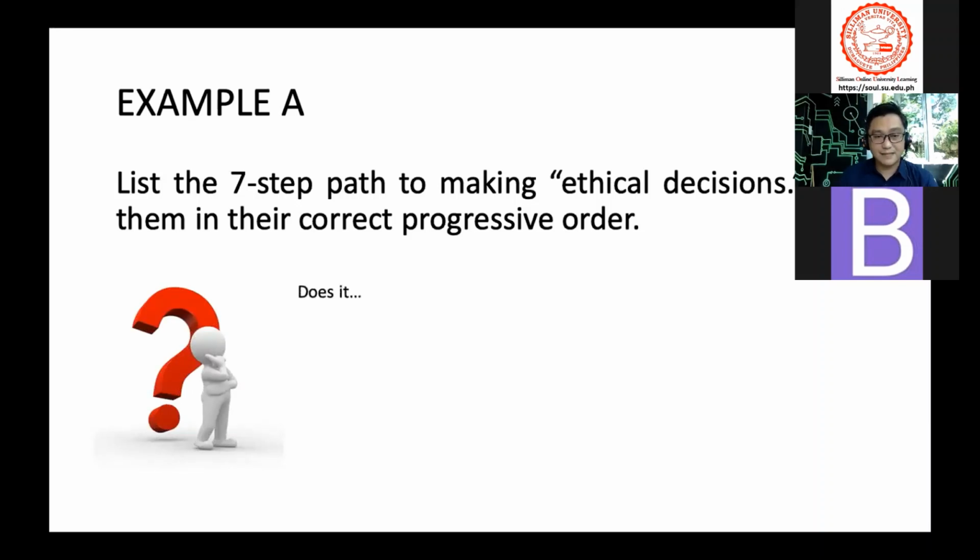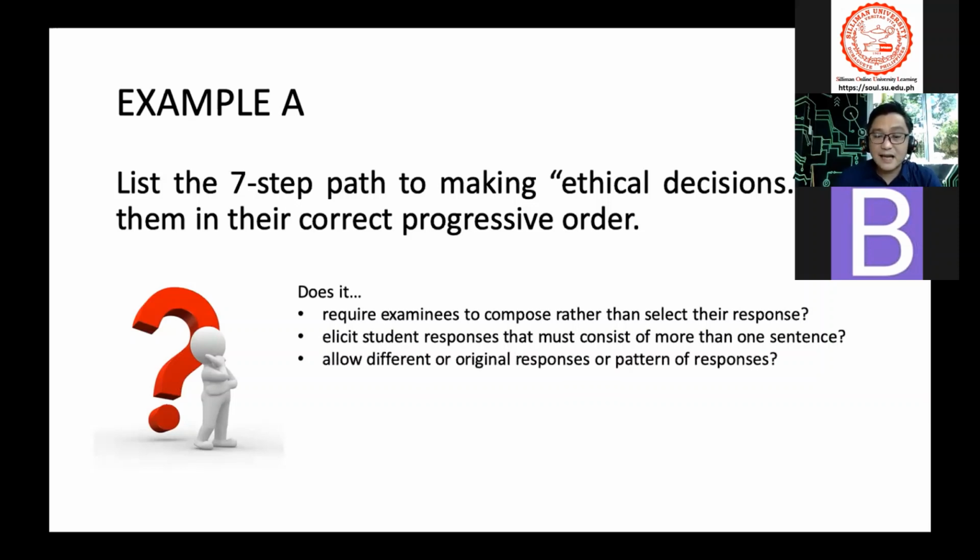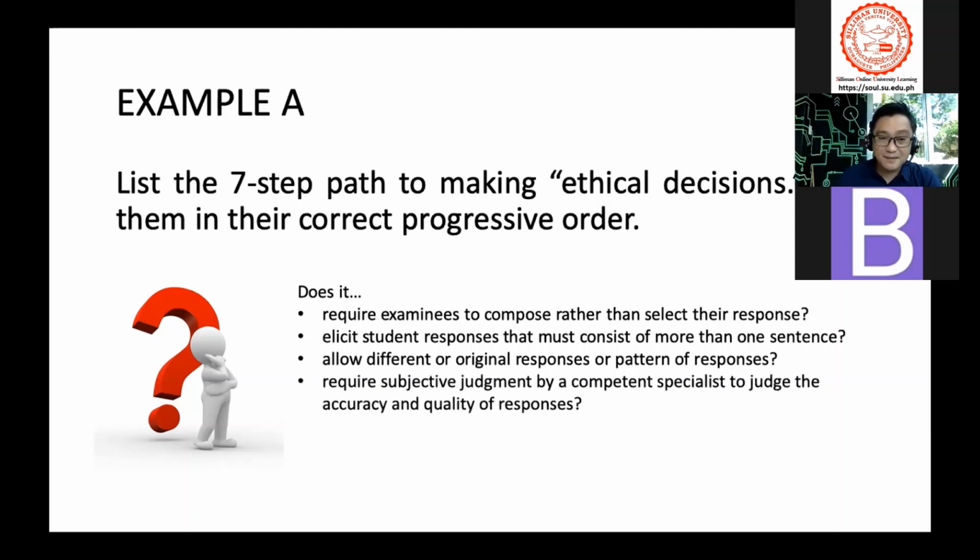Now, let's find out. Does this question require examinees to compose rather than select a response? It's a yes. Does this question elicit student responses that must consist of more than one sentence? Very possible, because they are going to list some steps. Okay? Next, does it allow different or original responses or pattern of responses? What's your take? And finally, does it require subjective judgment by a competent specialist to judge the accuracy and quality of responses?